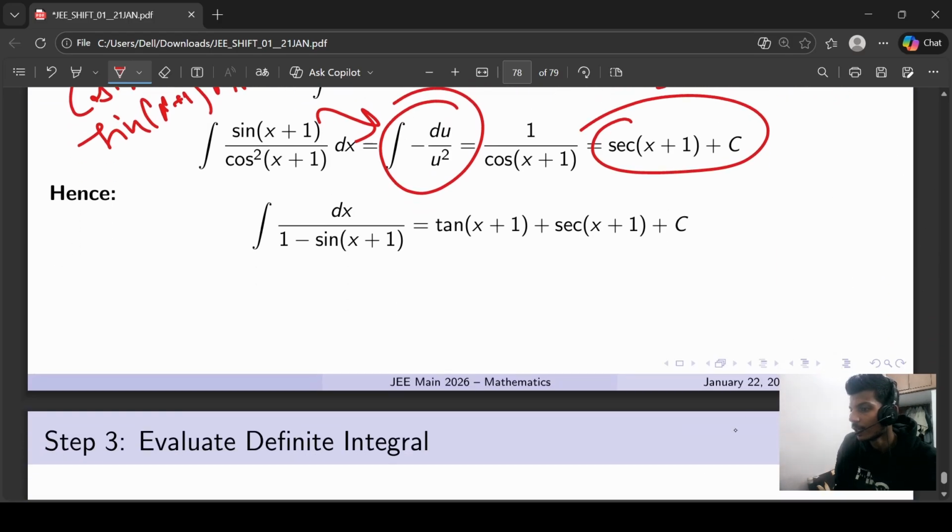Any doubt as of now, guys? Integration we have done. Any doubt in integration? No. Divya, no. Purvi, no. Okay, now we simply have to put in the limit.